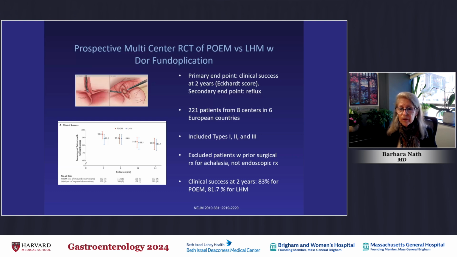This study included all 3 types of achalasia, but it did exclude patients who had previously had surgical treatment, not endoscopic treatment. And what you can see on this slide is that the clinical success was greatest in the beginning, and then there was some decrement for both groups over time, and they extended their study to 2 years. The POEM actually did a little bit better at each juncture than the Heller myotomy.